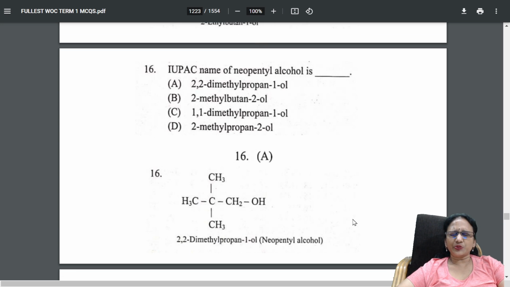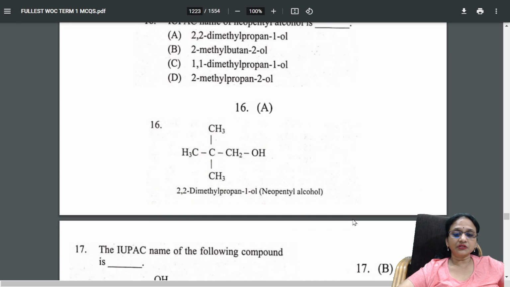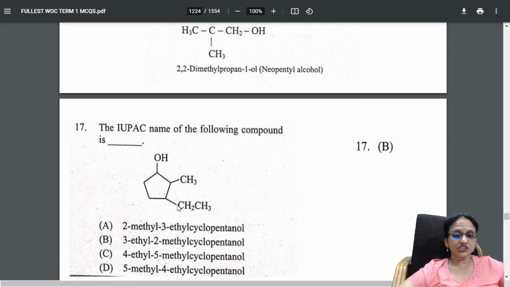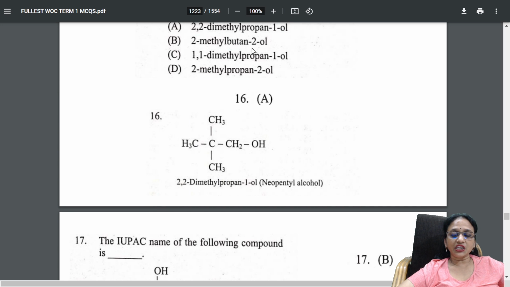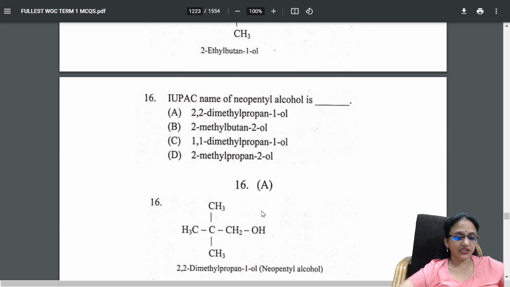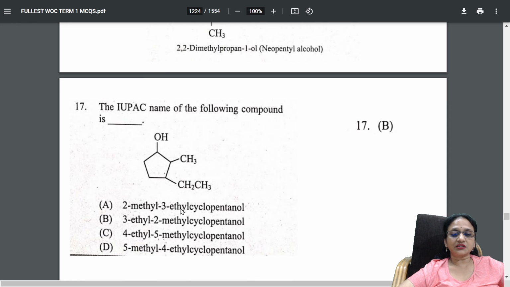More questions on IUPAC nomenclature. Same as before: in IUPAC nomenclature, they're going to give you the structure and name both ways. Here they give you the name and you write the structure. Here they give you the structure and you have to identify the name.